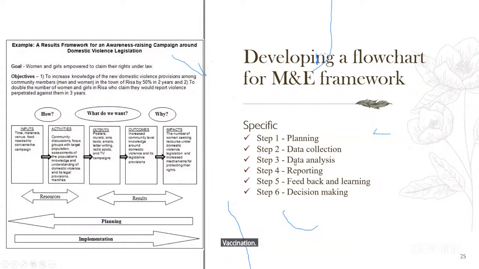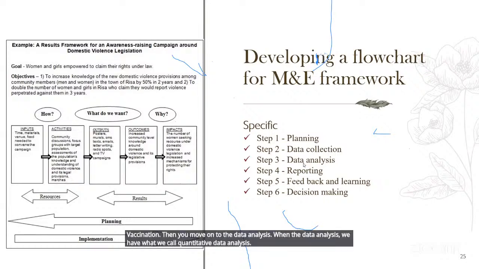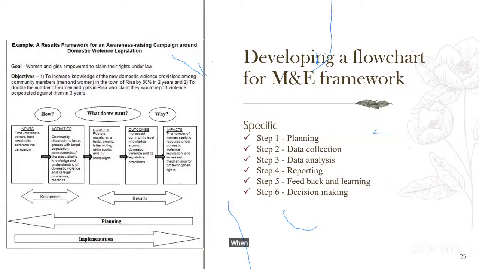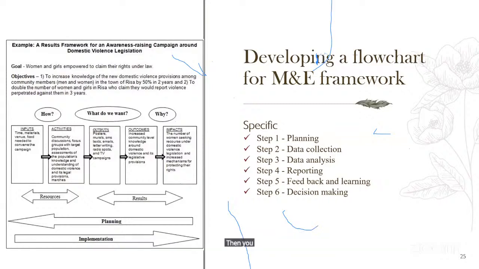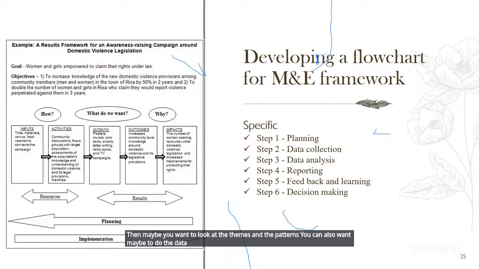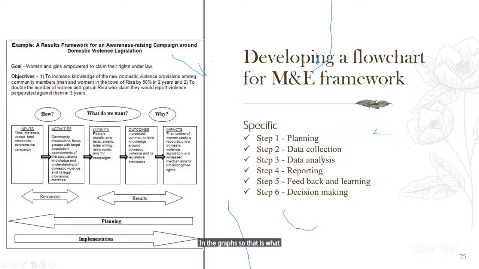Then you move on to the data analysis. On the data analysis, we have what we call quantitative data analysis. When you collect data which is of quantitative nature, then it would require some statistics to be done so that maybe you come up with some trends that can help you to see the picture of what is happening. Then you can also look at the qualitative data analysis. If you have the qualitative one, then maybe you want to look at the themes and the patterns. And you may also want to do the data visualization, which could be in the form of charts and graphs. So that is what is involved here in the data analysis.